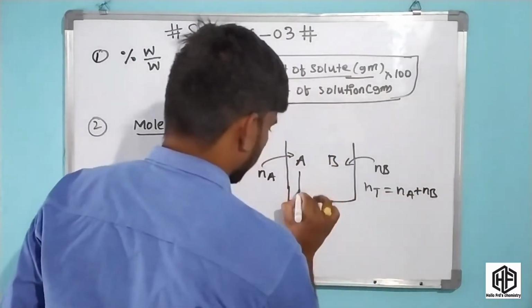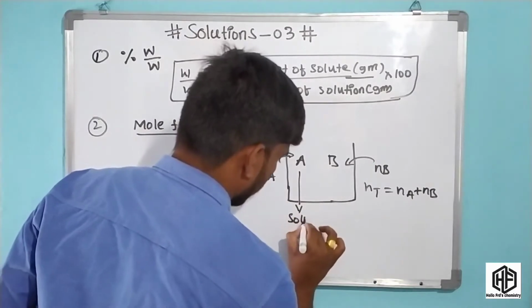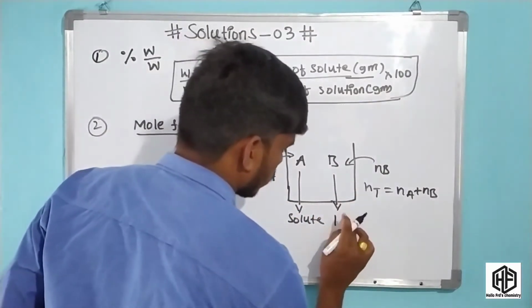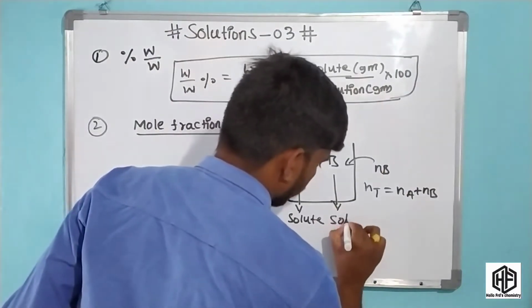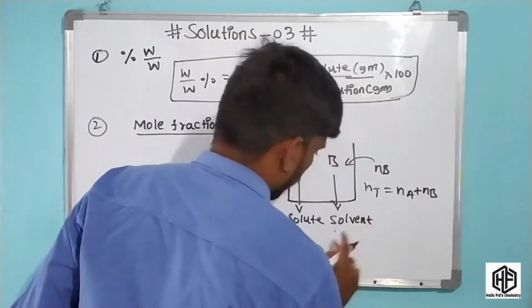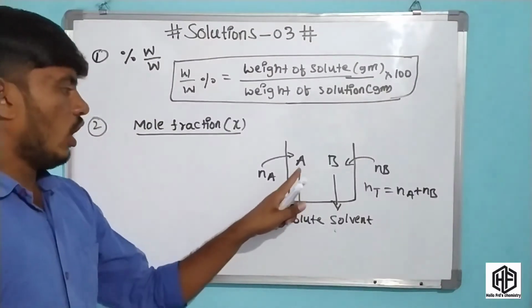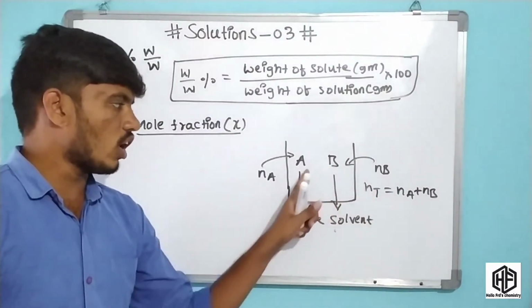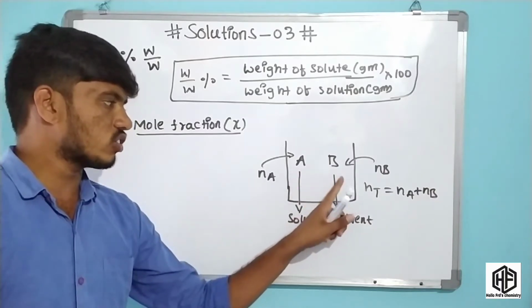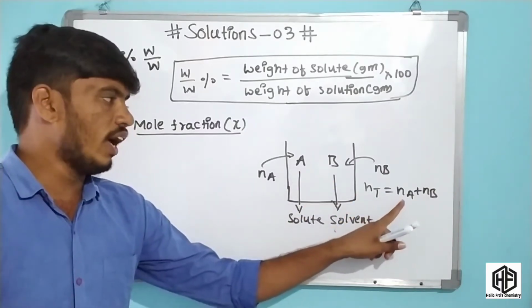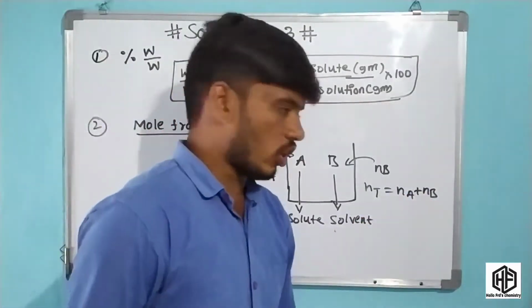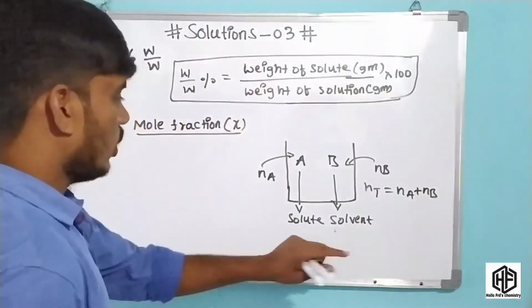Now, A is called the solute and B is called the solvent. The number of moles of solute is Na and the number of moles of solvent is Nb. The total number of moles of the solution is Na plus Nb, the number of moles of solute plus the number of moles of solvent. This is the solute and solvent.